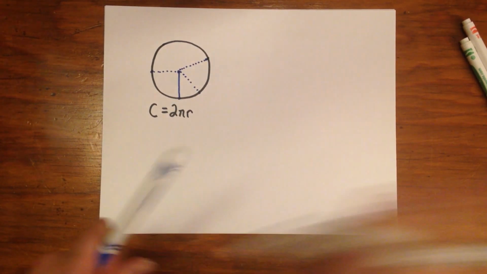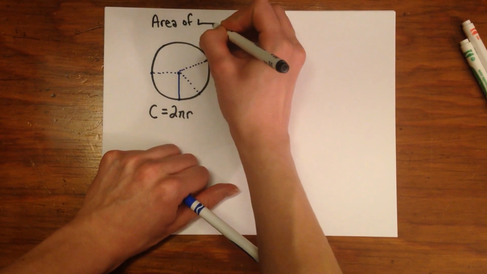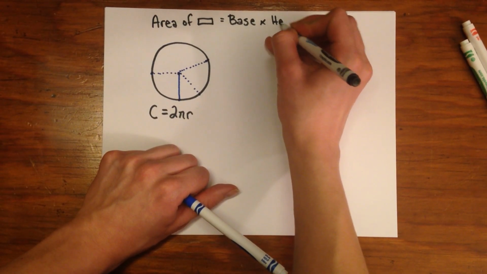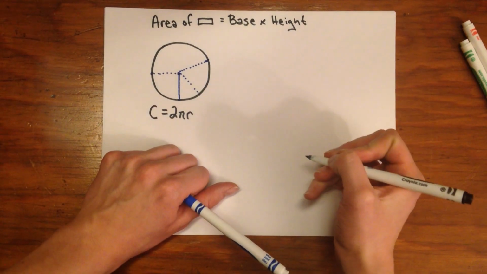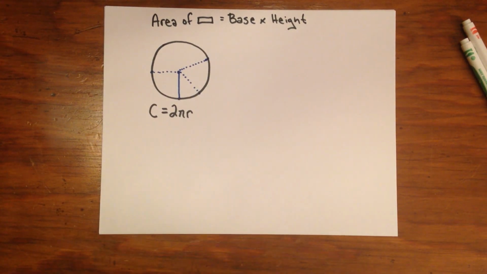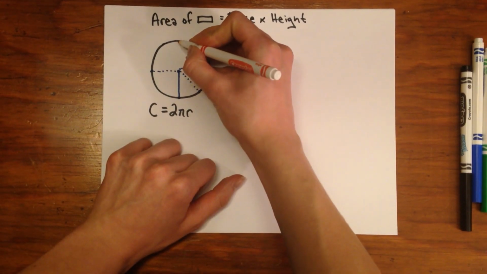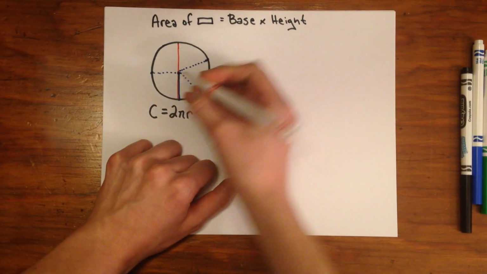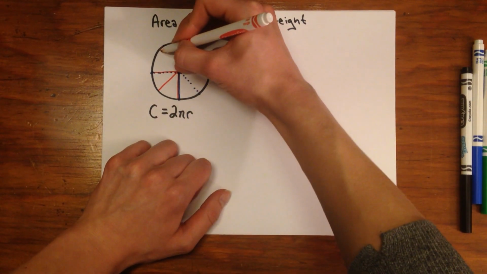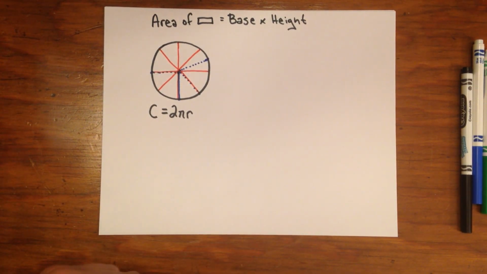Now, if you remember, we always want to get to home base, and that is our area of a rectangle, which is base times height. And you might be wondering right now, how in the world are we going to get this circle to look like that rectangle to find our base times height? Well, what we're going to do is take this circle and divide it up. Let's say we're going to use red for this. Let's say we divide it here, we divide it here, and we're going to make sure all of these are equal. So now we've got all these pieces of our circle here.